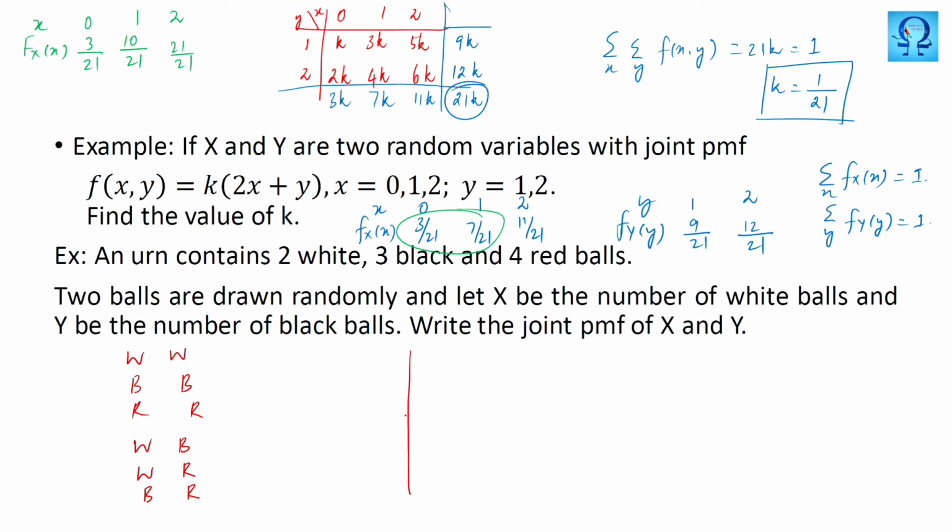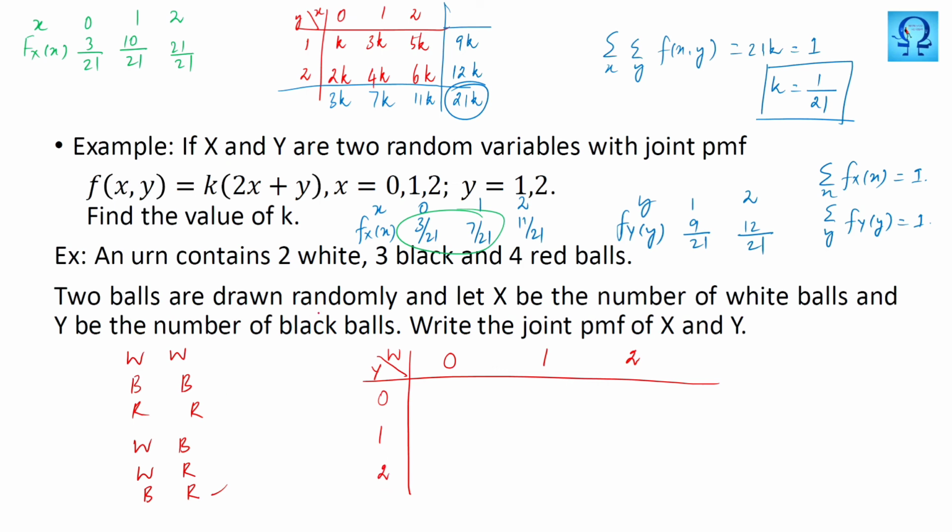Okay, now how are we going to do it? So x is the number of white balls and y is the number of black balls. So out of this, if you see, there is a chance that you do not choose any white ball at all. There is a chance that you choose only one white ball. There is a chance that you choose two white balls. The same for black balls, isn't it?